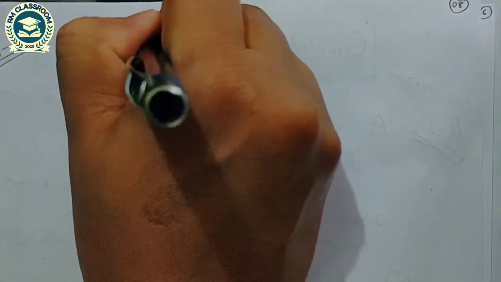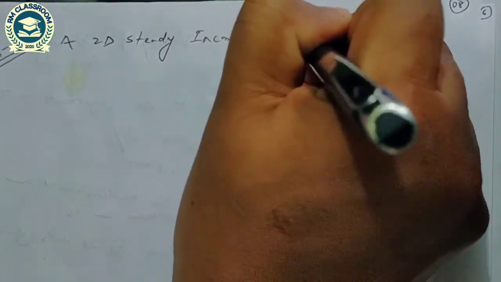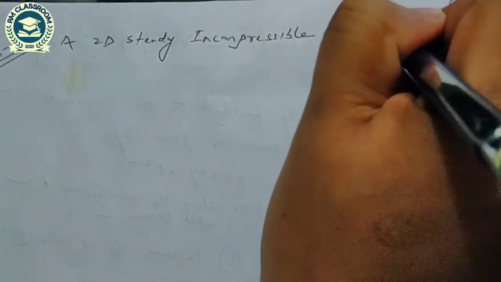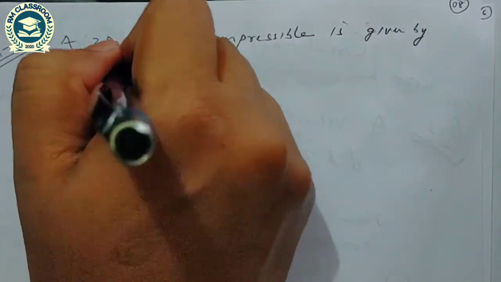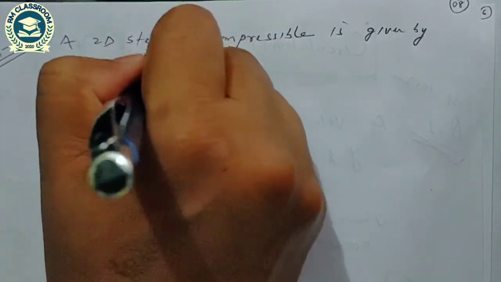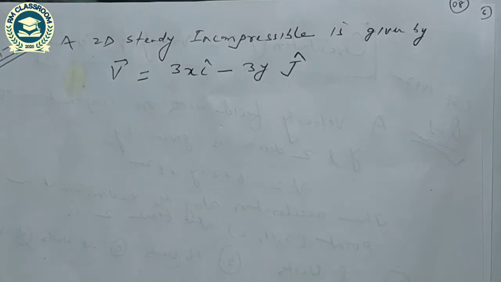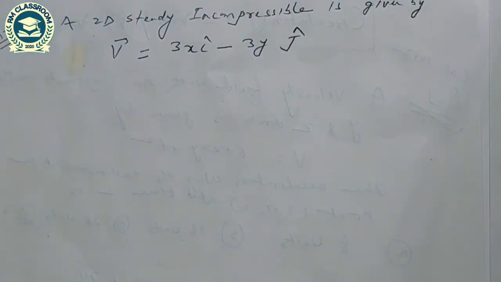If I take another problem, a two-dimensional steady incompressible flow is given by V is equal to 3x i minus 3y j. So this is the expression of velocity for a two-dimensional incompressible flow.